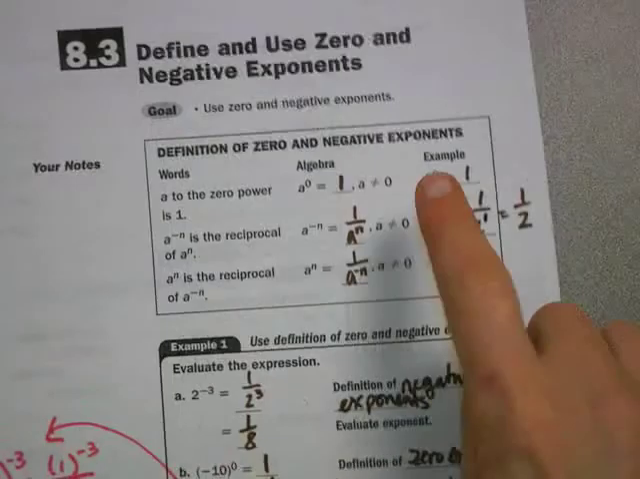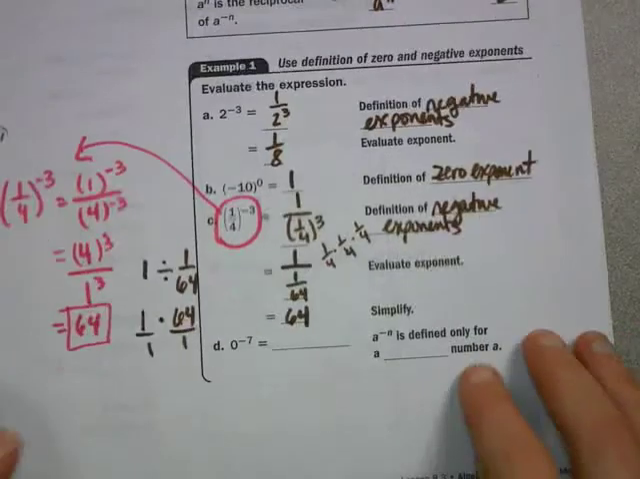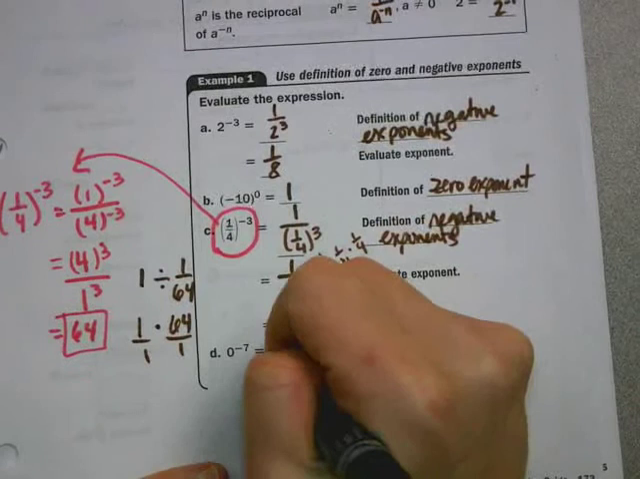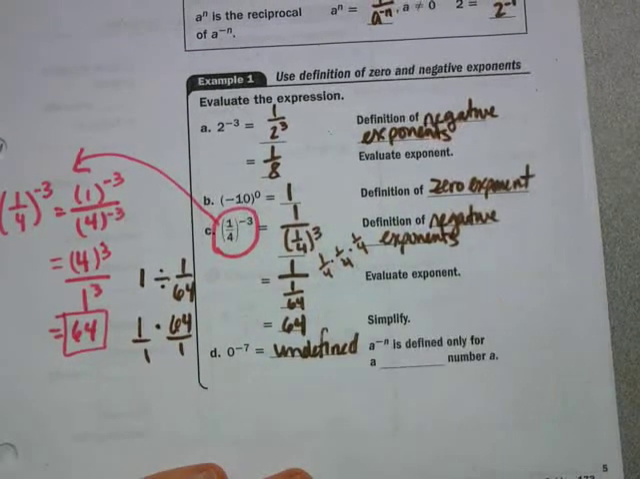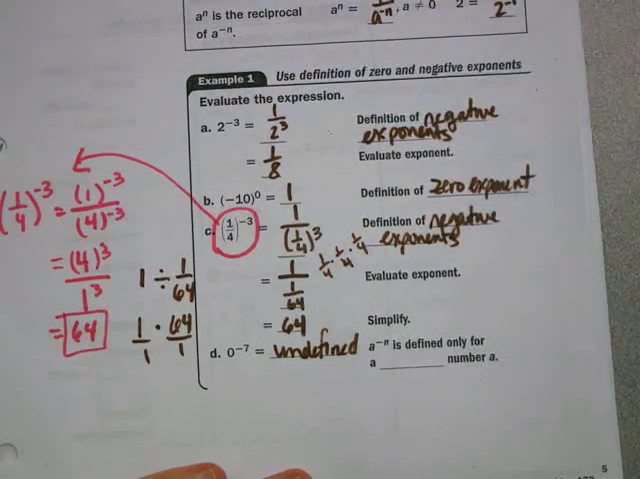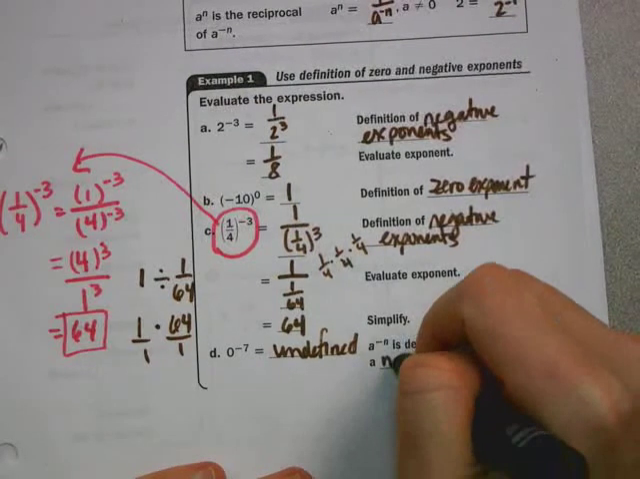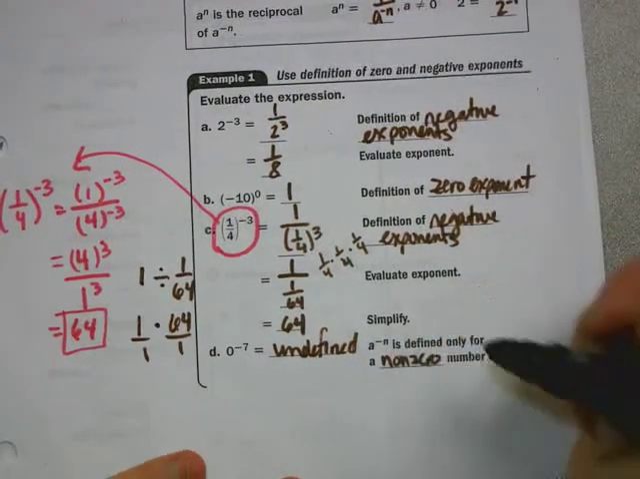Okay, 0 to the negative 7 power is undefined. Remember up here, it wouldn't work if the base was 0. So this is actually undefined. Okay, so a to the negative n power is defined only for a non-zero number a.